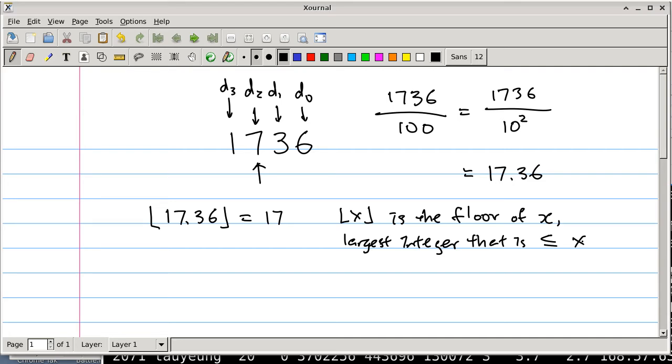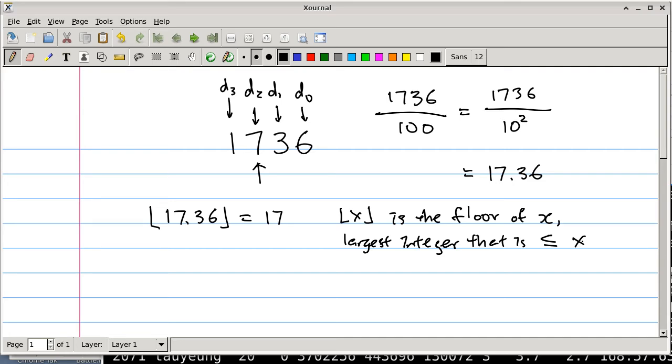Gotcha. Okay. So in this case, are we okay so far with this process? I want to extract D2 out of this particular quantity. And the first thing we do is to divide it by 10 to the power of 2, because the idea is I want to get rid of all the less significant digits, get the floor to get rid of all the fractional part of 17.36. Is that okay? So far? Okay.